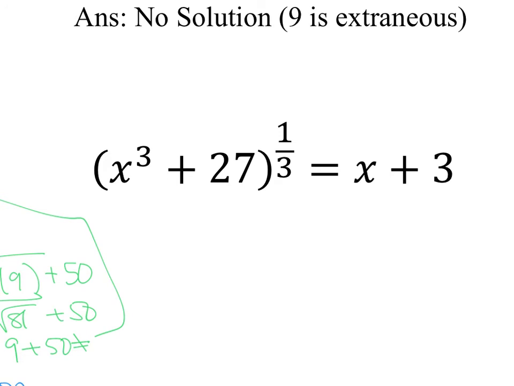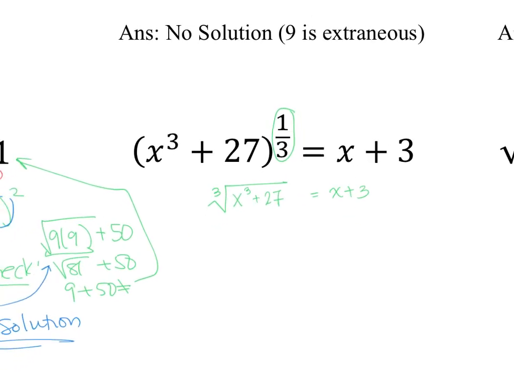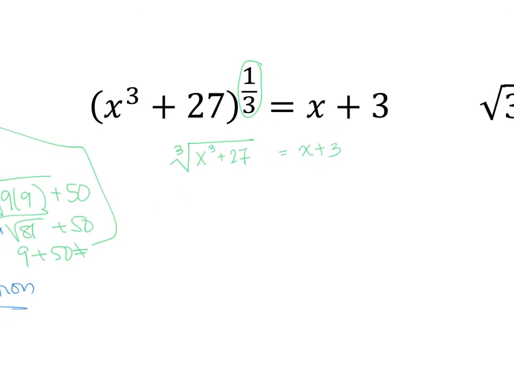Okay, moving over to the next guy, we have x to the third plus 27 to the 1/3 equals x plus 3. Well, it doesn't appear that there's radicals at first, but then remember that 1/3 was just a different way of writing a radical. It means we have the third root of x to the third plus 27, and that's equal to x plus 3. Now we've been squaring these different quantities. This one, in order to isolate, well, it's already isolated, but if we want to get that inside part, we have to cube to undo the cube root. So that's x to the third plus 27.